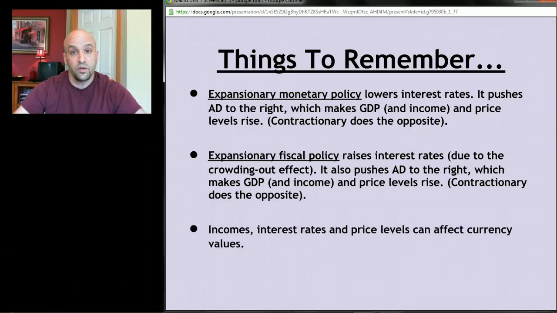Remember that incomes, interest rates, and price levels can affect currency values, and again, it's important to know how it is that they affect currency values. And finally, with a very small bullet point for some reason, currency values in turn affect net exports.